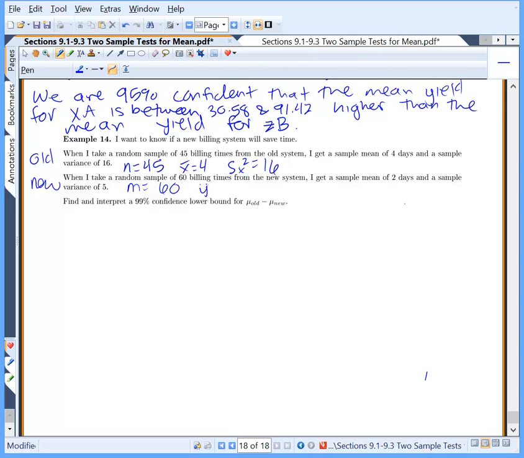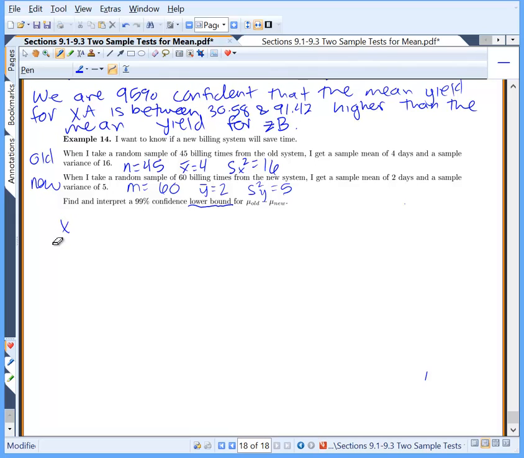So my sample mean for Y is 2, and my sample variance for Y is 5. Okay. So let's find and interpret a 99% confidence lower bound. Notice we're not doing the entire confidence interval, we just want our lower bound for the difference between the mean for the old minus the mean for the new. So because I want old minus new, I need to make sure I do all the old numbers minus the new numbers.